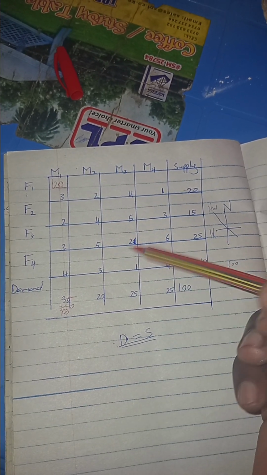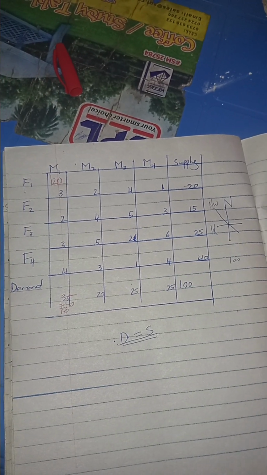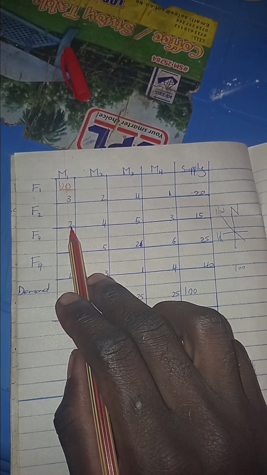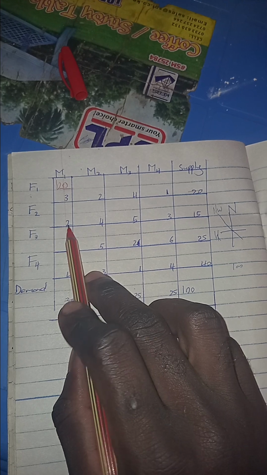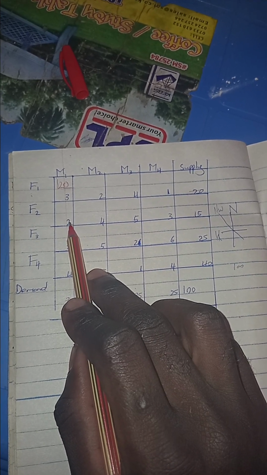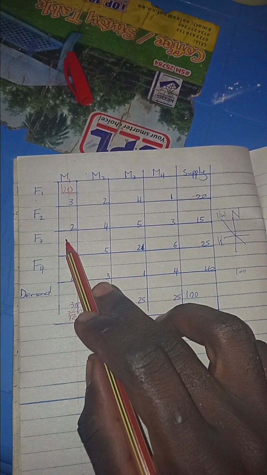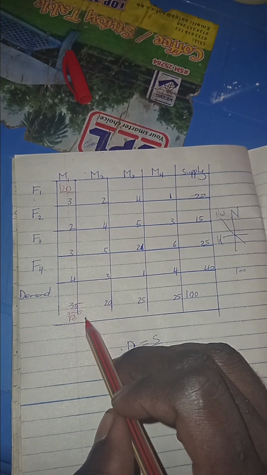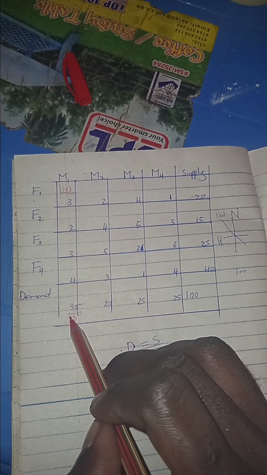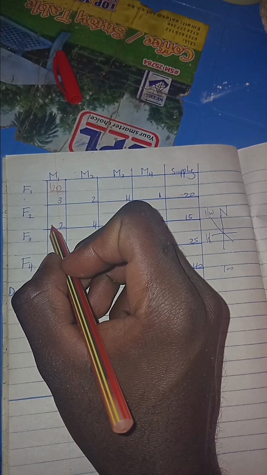Now we check, we have 2 here, which is the cost of using machine 1 in factory 2. And under this 2, we have the supply of 15 and the demand of 10. The minimum in between 15 and 10 is 10. So we'll allocate 10 in this box here.